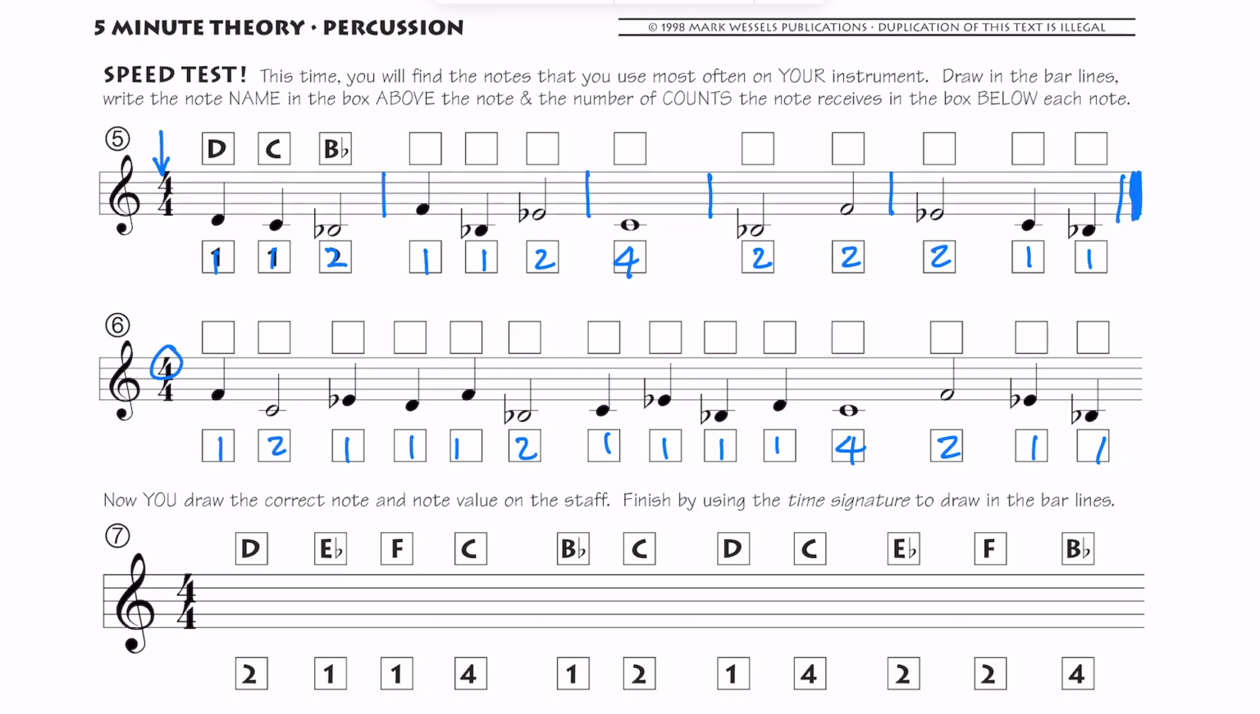1 plus 2 is 3, 4, bar line. 1 plus 1 plus 2 is 4. 1, 2, 3, 4. 4, 2 plus 1 plus 1, double bar line at the end.